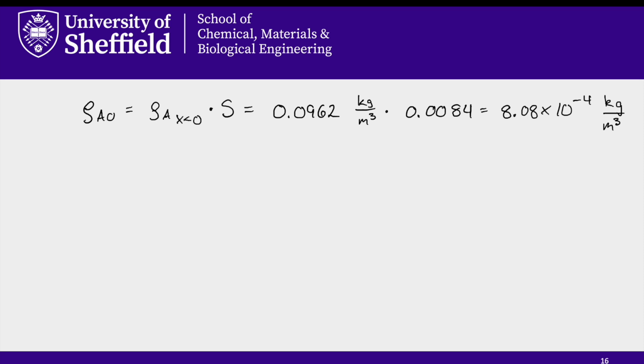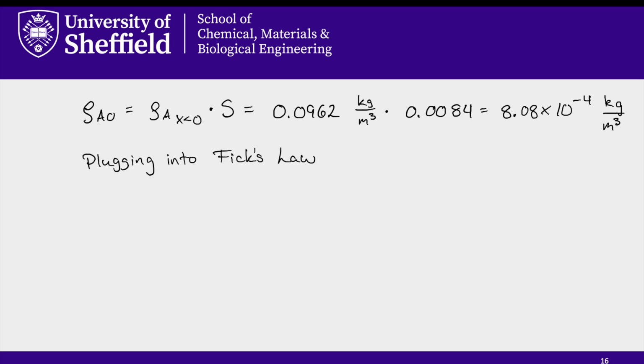Now we can plug this into our expression for rho A naught. So the density of A just outside the glass, it's kind of like the driving force, it's almost the partial pressure. We multiply that by the solubility of A in the glass, and we get that initial density of A just inside the surface of the glass at a position of x equal to 0.